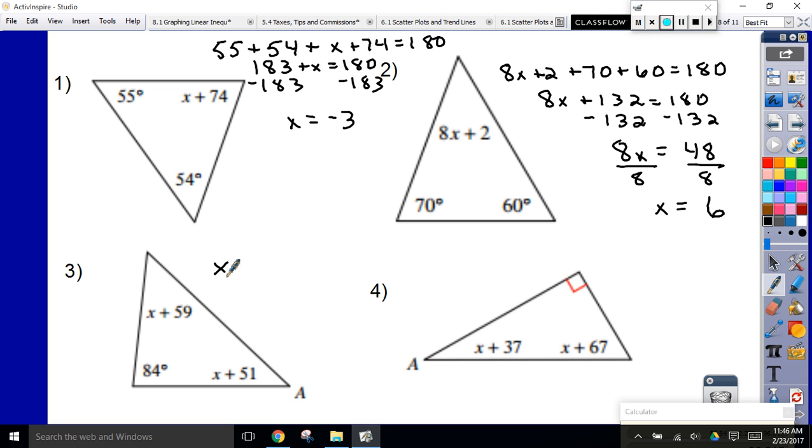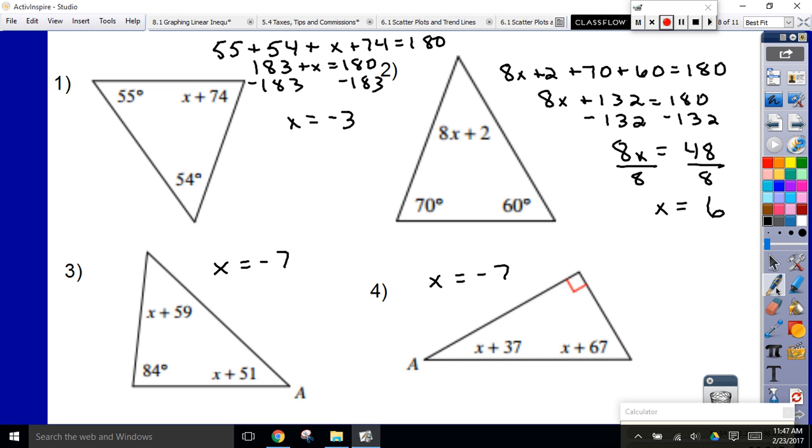The correct answer to number 3 is x equals negative 7. The most common mistake I saw was saying that x equals negative 14 instead, forgetting to divide. You have two x's. You have to divide by 2 at the end. The answer to number 4 is the same. It's also x equals negative 7. Any questions about how we got those numbers?